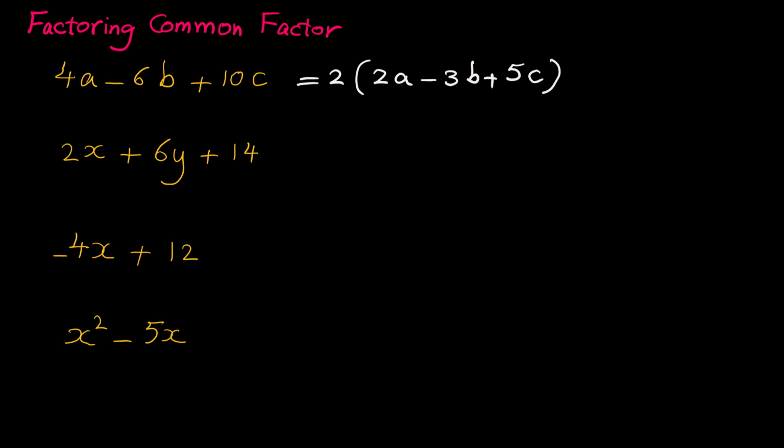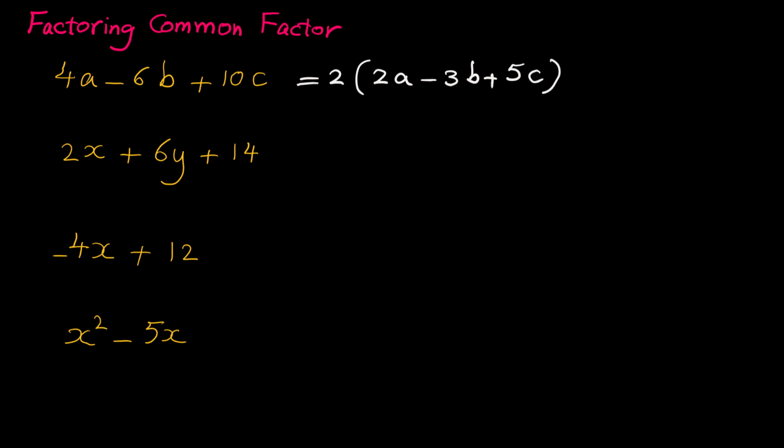When you factor a common factor, basically you are dividing by that common factor. When you factor 2 from 4a, basically you are dividing 4a by 2. 4a divided by 2 is exactly 2a. 6b divided by 2 is 3b. And 10c divided by 2 is 5c. So when you factor a common factor, you are dividing all the terms by that common factor.